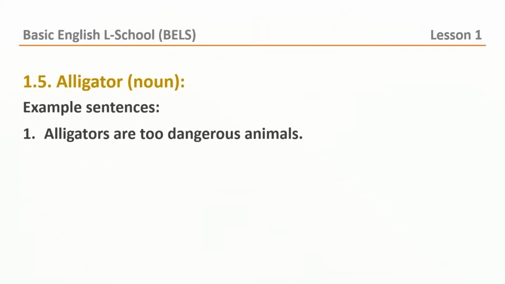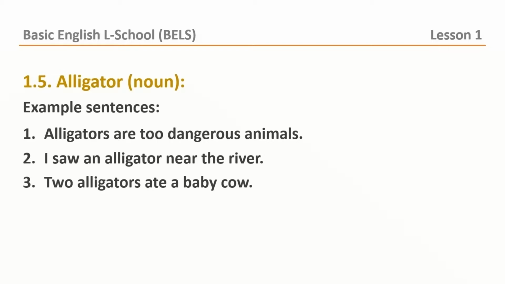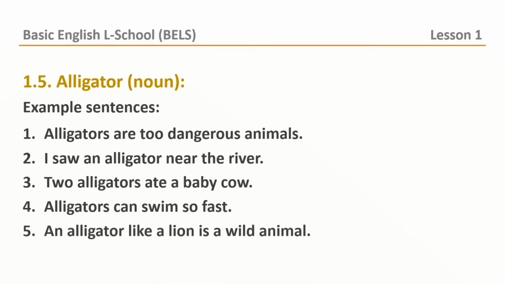Example sentences. Alligators are very dangerous animals. I saw an alligator near the river. Two alligators ate a baby cow. Alligators can swim so fast. An alligator, like a lion, is a wild animal.